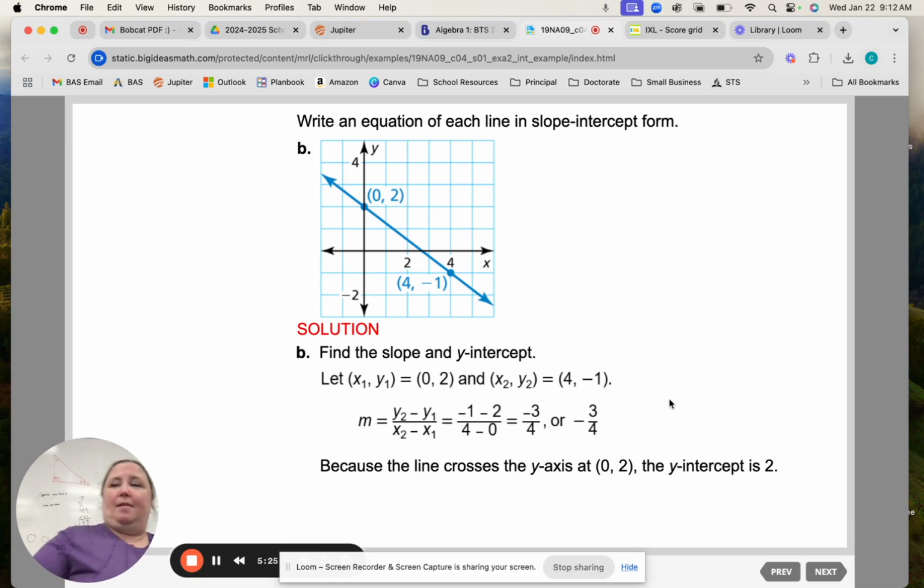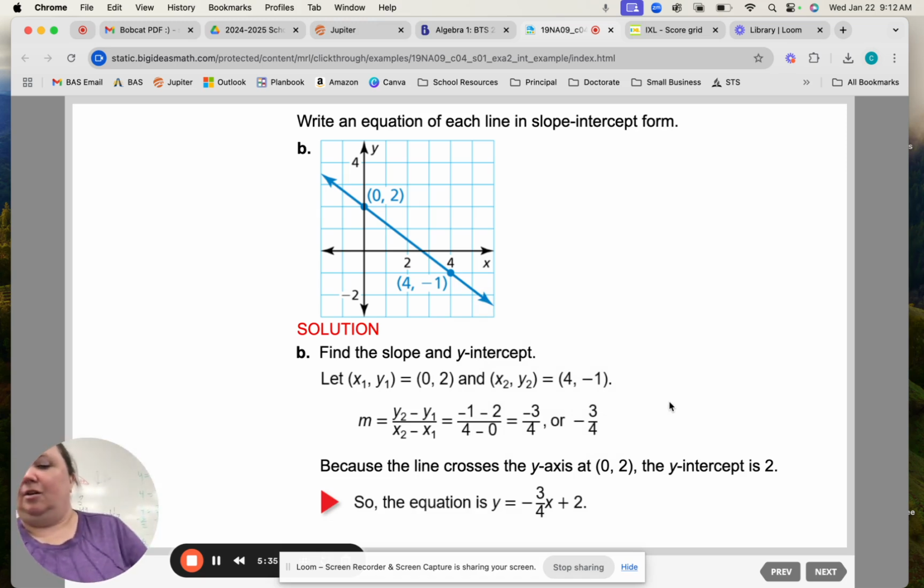So our slope is what? Negative 3 over 4. And our y-intercept? The 2. Can we write our line? Yes. Don't forget the x. Y equals negative 3/4 x plus 2. If you don't have the negative, you lose half a point because that determines the direction of the slope. Any questions on how to do this?